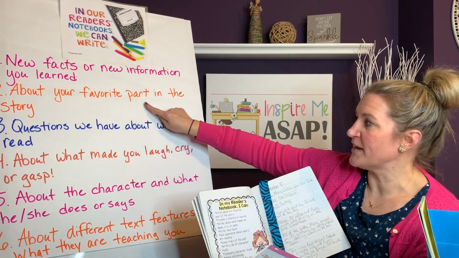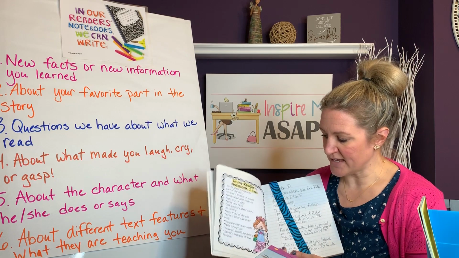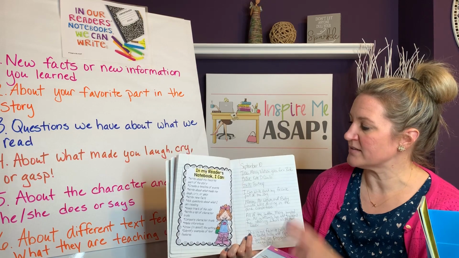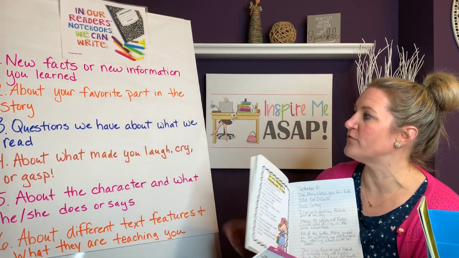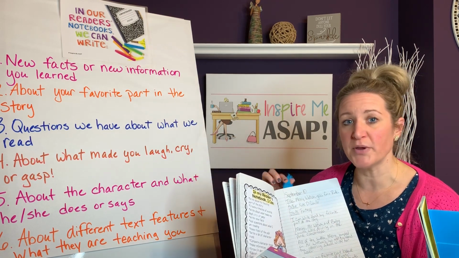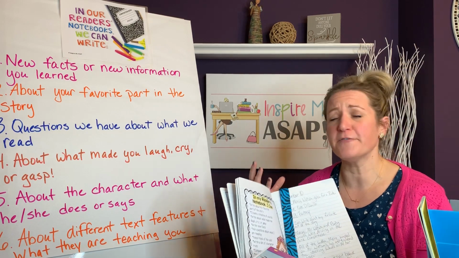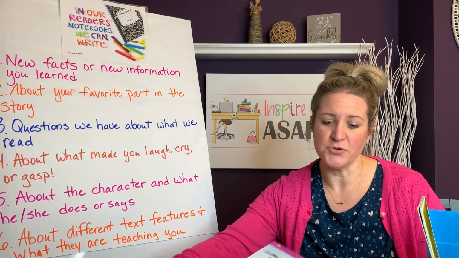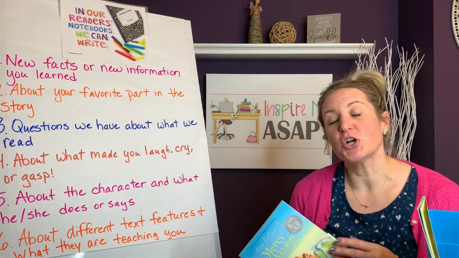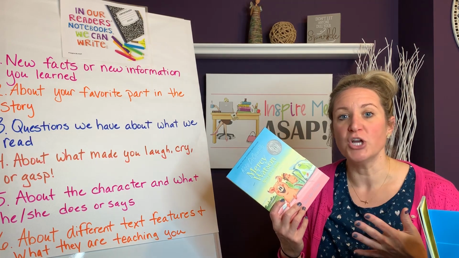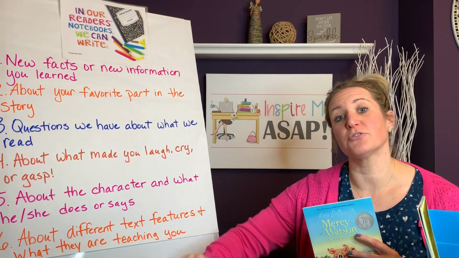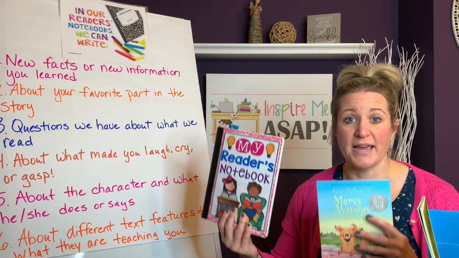Number 2, about your favorite part in the story. This is actually the example I have right here in the reader's notebook. And this is explicitly teaching my students how to write about your favorite part of the story in your reader's notebook. So responding to what we were reading, that was our favorite part in the story. And I used the book. My students are obsessed with Mercy Watson, and you probably know that from the previous videos. So I would use this book, a fiction book, to explicitly demonstrate or to model what it would look like to use my reader's notebook as a tool to respond to what I am reading.